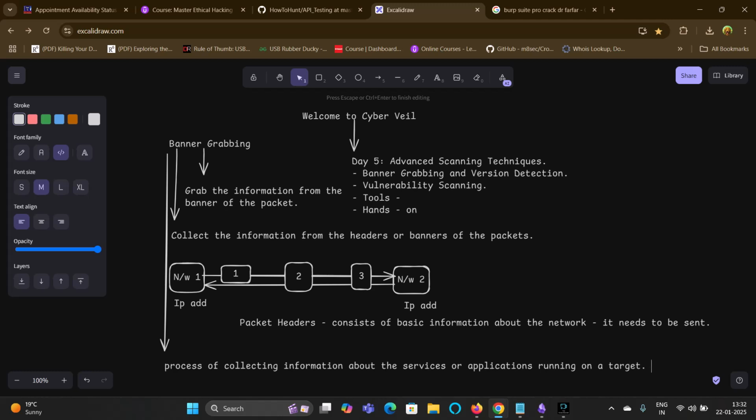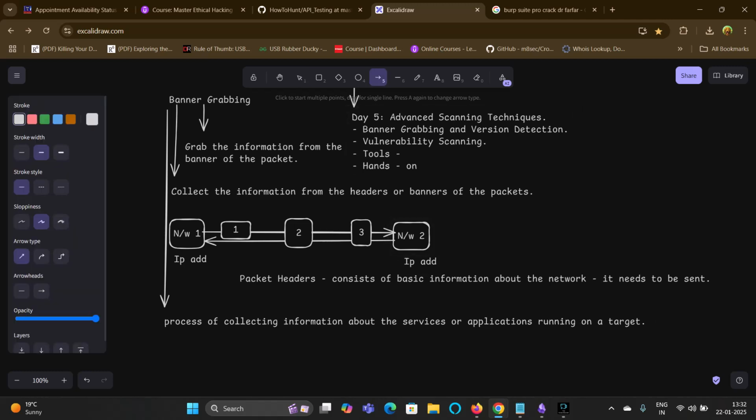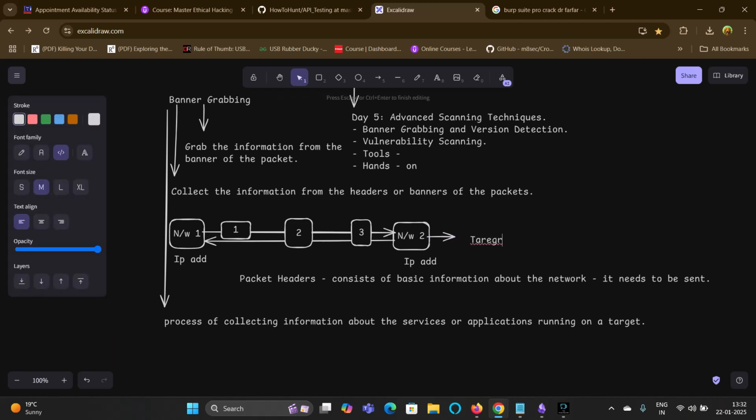That means it is a process of collecting information about the services. What kind of services or applications are running on a particular target? Let's say this network 2 is our target. Let's just write it over here. Let's say network 2 is our target.